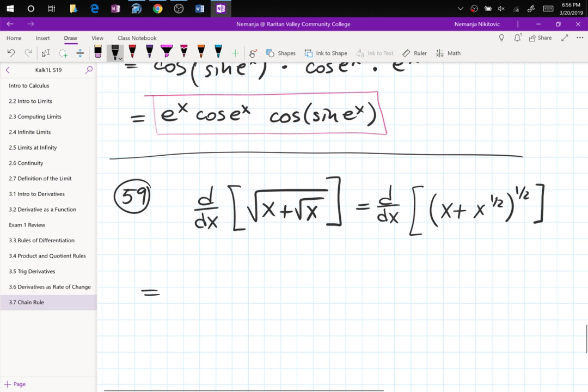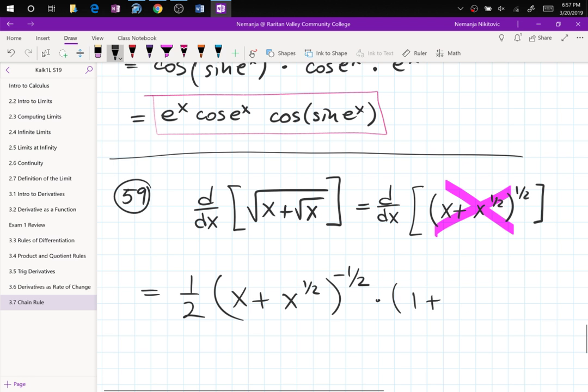We have something, remember? Something raised to a 1/2 power. So act on it. 1/2 of that something to the negative 1/2. And that something is x plus x to the 1/2. Times the derivative of the inside, which is 1 plus 1/2 x to the negative 1/2. That's it. I hope you're not disappointed.